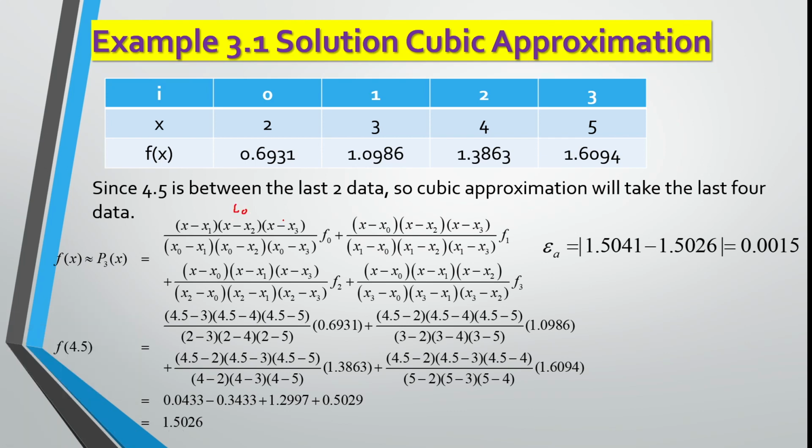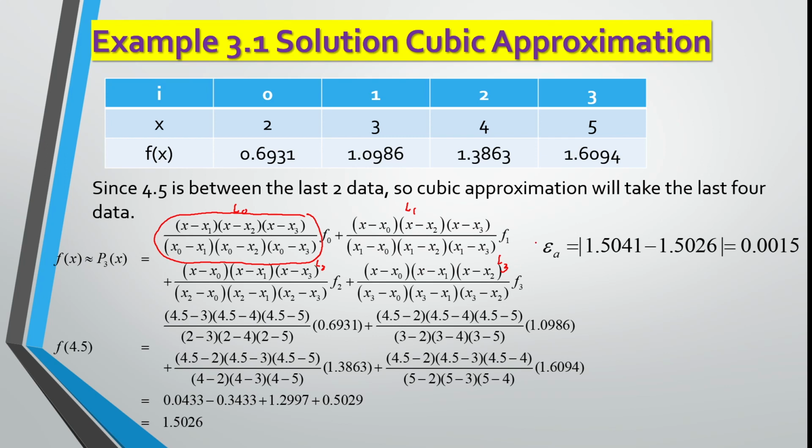So this is the L0. This part is your L0, F0 plus L1 F1 plus L2 F2 plus L3 F3. L0's numerator is x minus the points other than x0, so x1, x2, x3. The numerator compared to the denominator is only that x is replaced by x0. So the same pattern applies to L1, L2, L3.